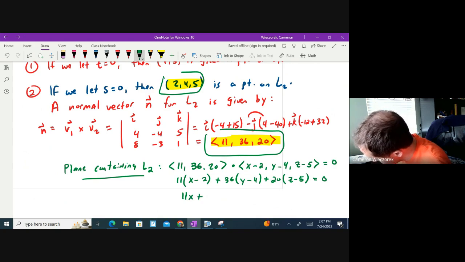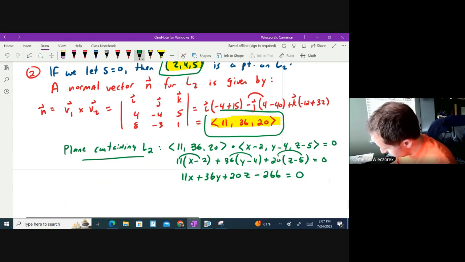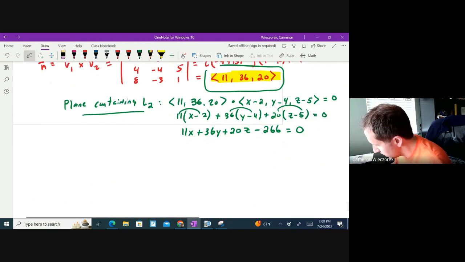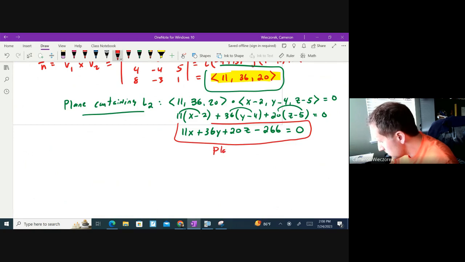11x plus 36y. This one has some large coefficients. Plus 20z. Negative 22 minus 144 minus 100 would be minus 266. And obviously on a quiz or a test, you're going to have a calculator. You could do a lot of these larger products by just plugging them into your calculator. You don't have to do them by hand. Okay, well, now we have a plane. Okay, so here is our plane.